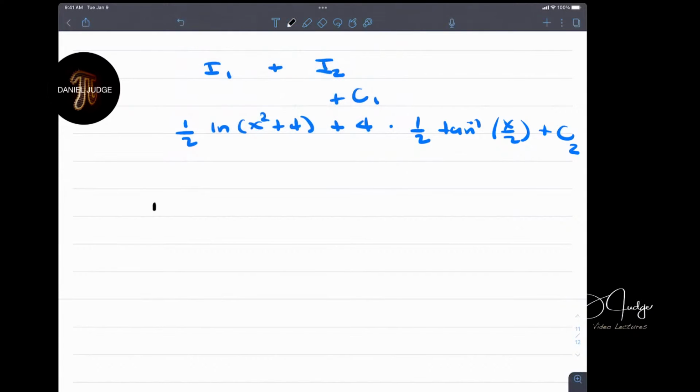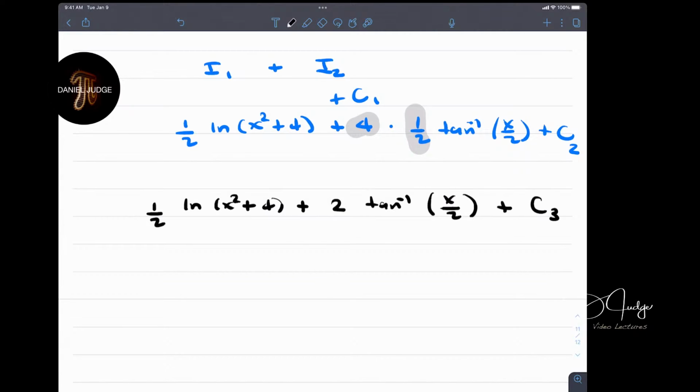Just change the color. 1/2 natural log x squared plus 4. Now 4 times 1/2 will give you 2. This is, I'm saying, your arithmetic right in here. 4 times 1/2 is 2. Inverse tangent, x over 2. Now, you can say C3 because you added constants C1 and C2. The answer is another constant called C3 if you wanted to be OCD, or you could just say plus a constant.